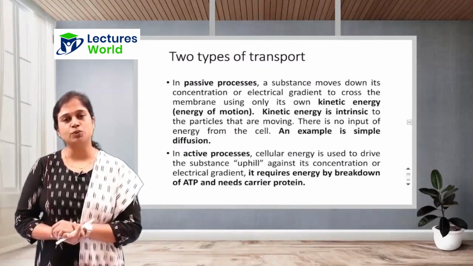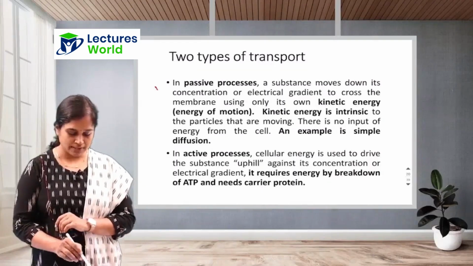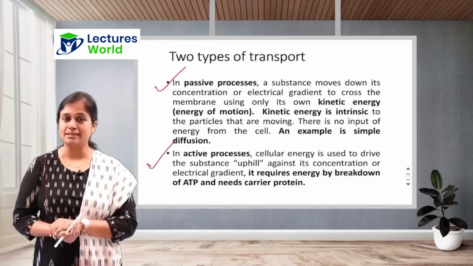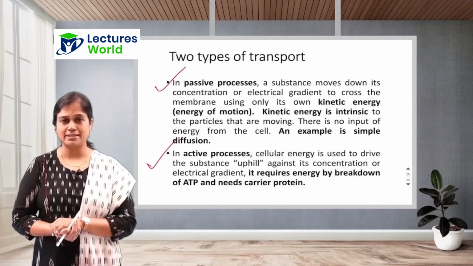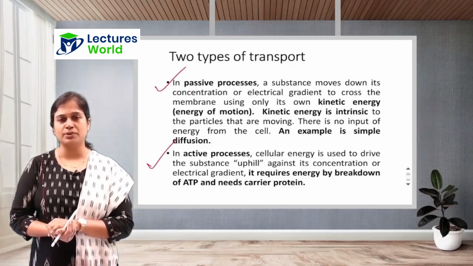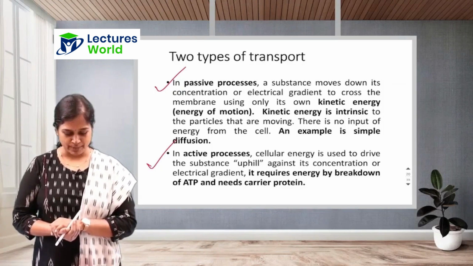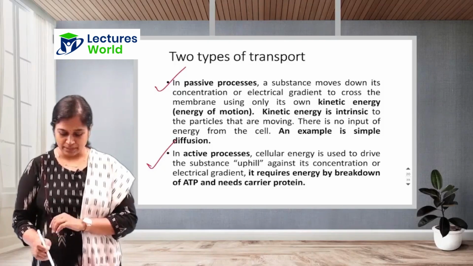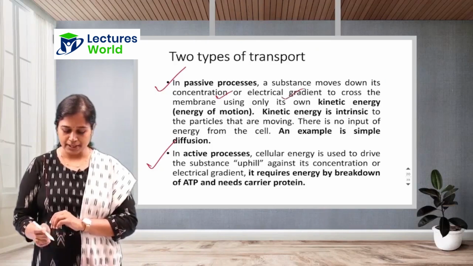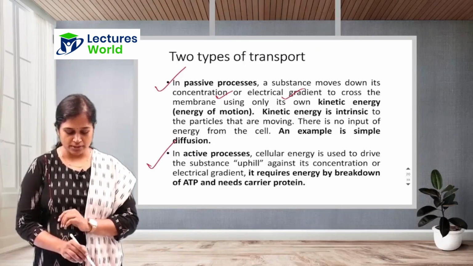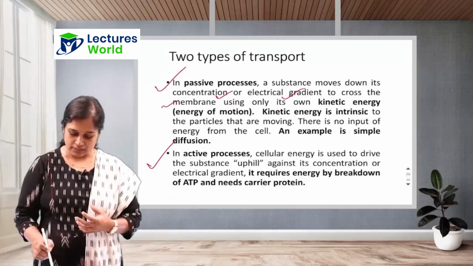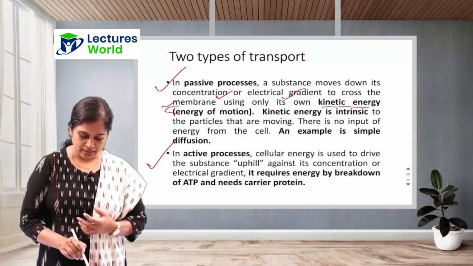So basically there are two types of transport. First is the passive transport, or we can say the passive process, and the second is the active process. Now the name itself suggests that passive transport doesn't require energy, or doesn't require breakdown of ATP. In the passive process, a substance moves down its concentration or electrical gradient to cross the membrane using only its own kinetic energy. What is kinetic energy? It is the energy of motion.